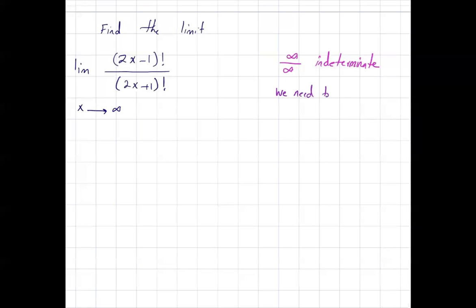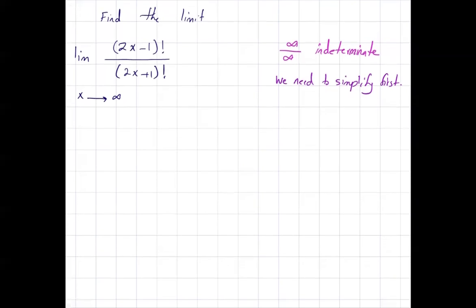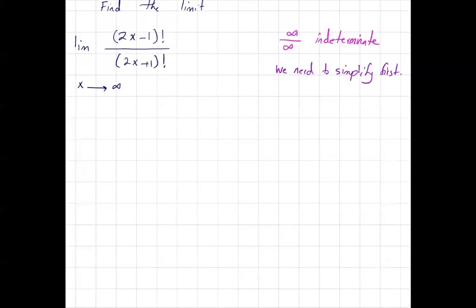We need to simplify first. But how do you simplify? We are going back to the definition of factorial. The definition of factorial was like this. Factorial is a method to simplify the multiplication with repetition.